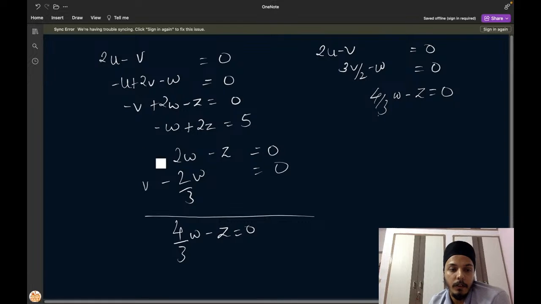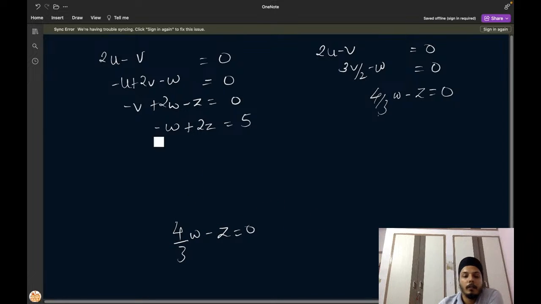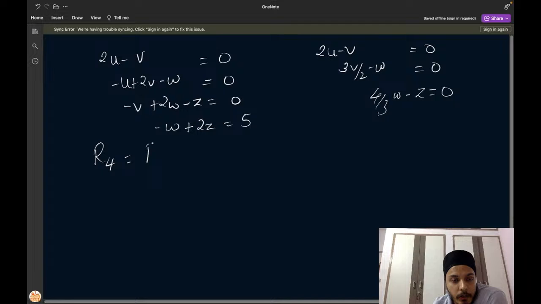Now we will use this equation to eliminate w from our fourth equation. So for this, what we will do is multiply this equation by 3 by 4th. So our operation will be new r4 equals to r4 plus 3 by 4 times of r3.